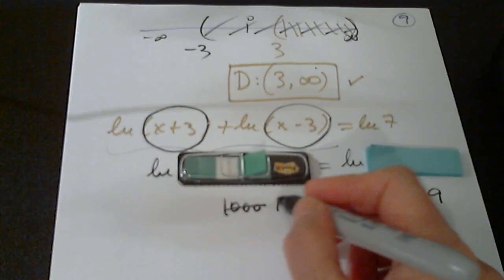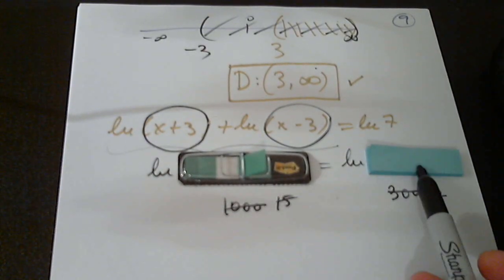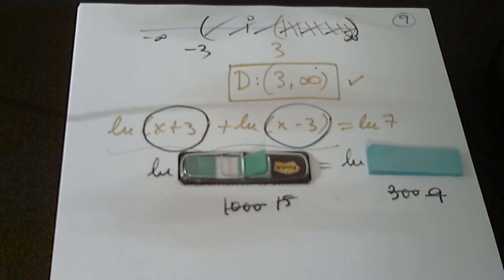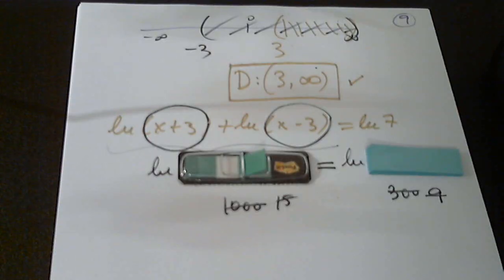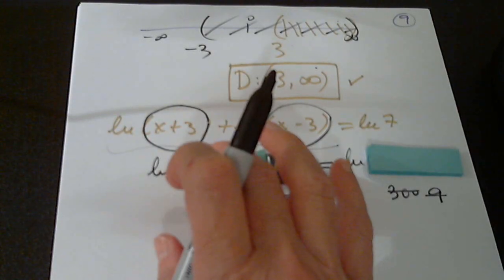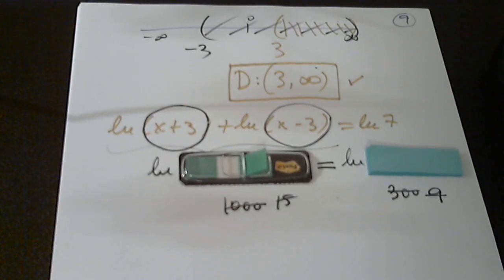No. So then what has to happen with these two quantities? Because this equals that, and they have the same log. So what has to happen to this quantity and this quantity for this to work?